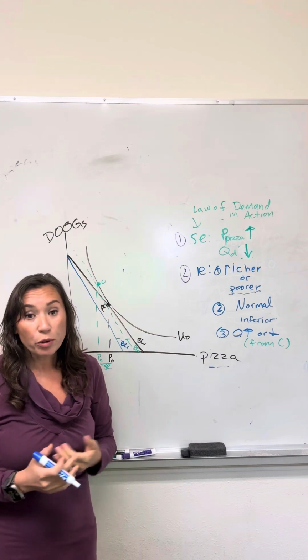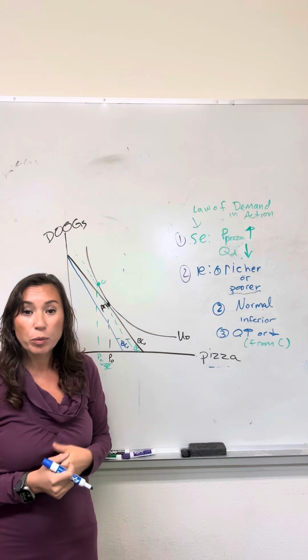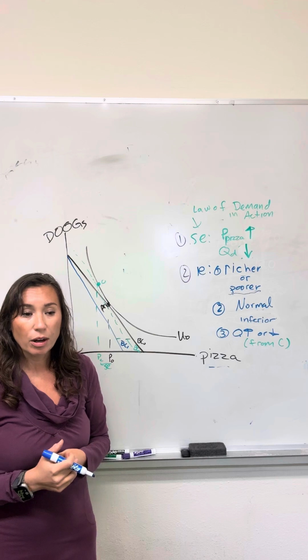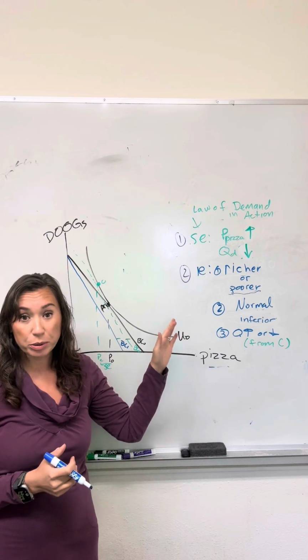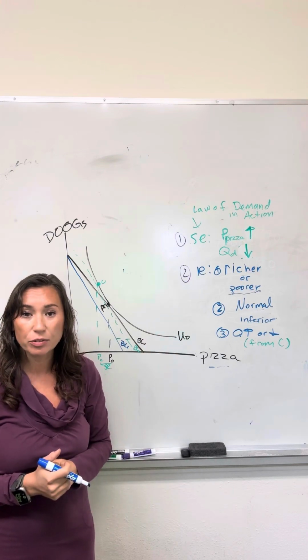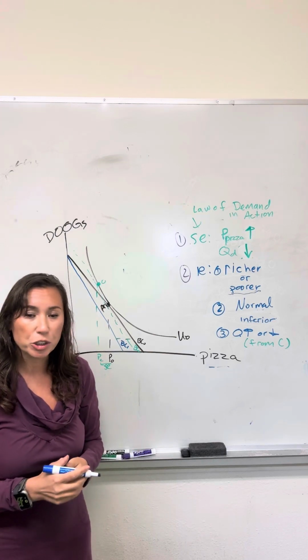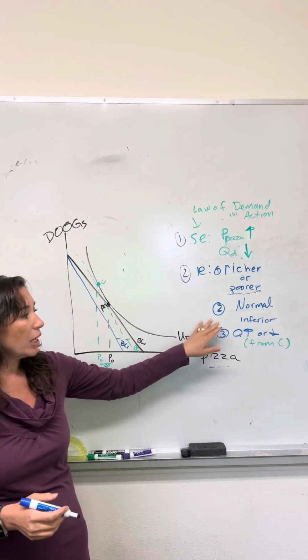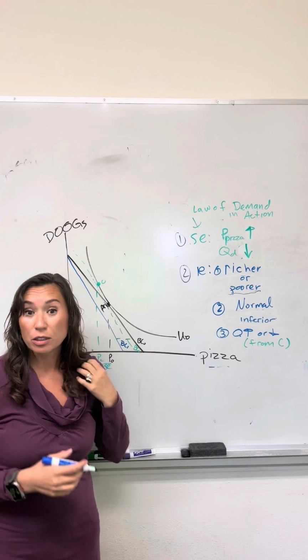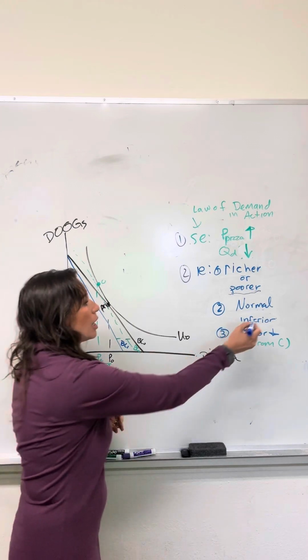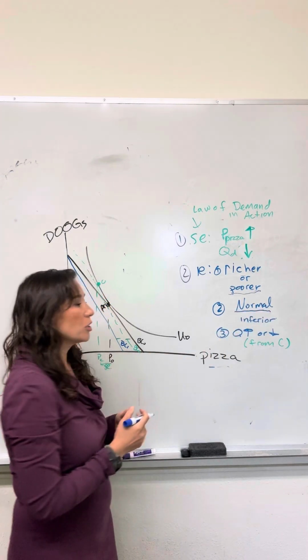Is this a normal or inferior good? For that, you have to look at what the data presented to you looks like. Is the relationship between income and consumption positive or negative? If the Engel curve is upward sloping, that means the relationship is positive. If the Engel curve is downward sloping, it means the relationship is negative. So in this case, we're going to say it's positive and this is a normal good.